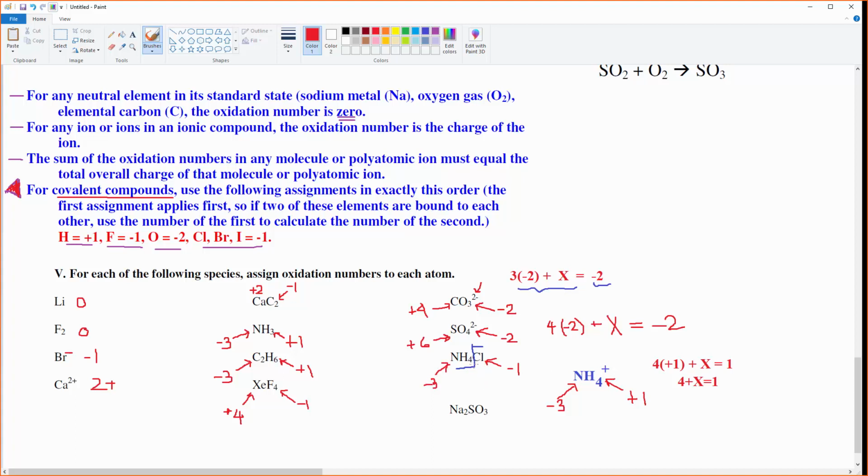-3 on the nitrogen, +1 on the hydrogen. Now, of course, if we did this right, this neutral compound should have a sum of oxidation numbers that is equal to 0, which it does, right? -3 plus 4 minus 1 is equal to 0. We got it. Does that make sense?